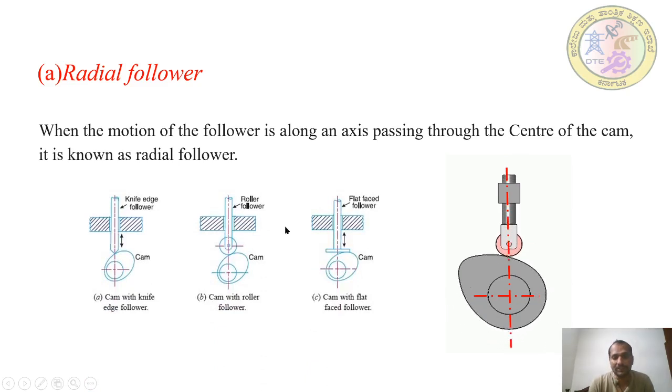The followers shown in figures A, B, C have a path of motion passing through the center of the cam. So the followers shown in figures A, B, C are all radial followers.